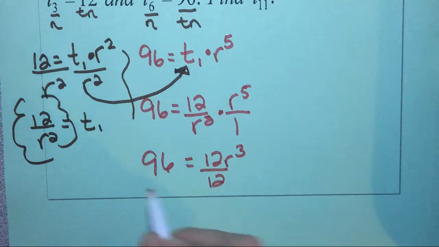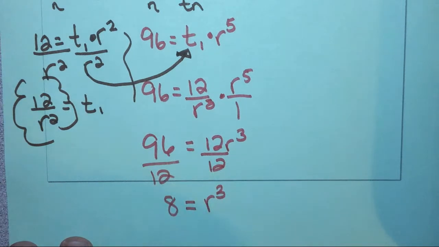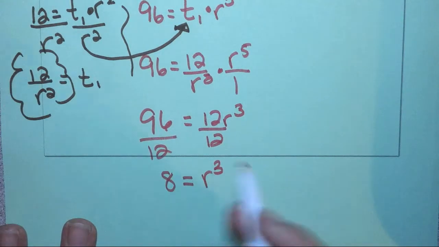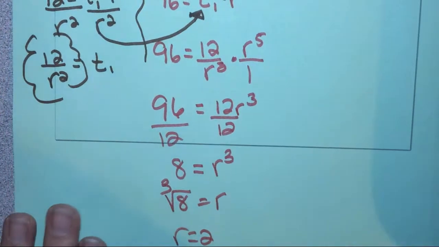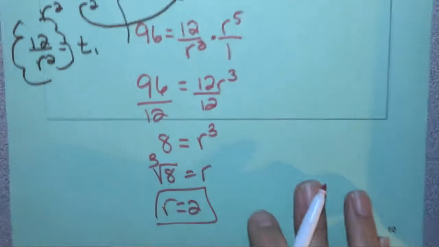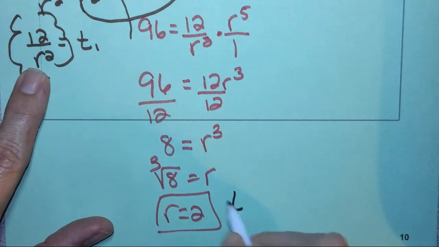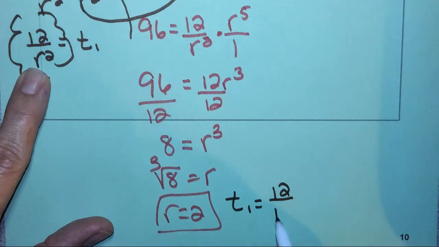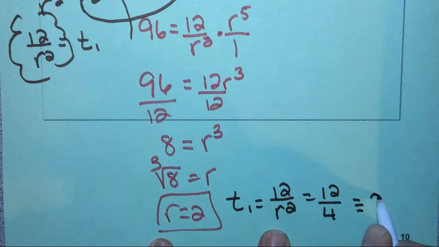Now we're going to divide by 12. And we have r to the 3rd equals 8. So how do I get r? We take the cube root of 8. And the cube root of 8 is 2. Okay, now I know what r is. I still have to find my t1. Well, lucky for us, we have an equation right here. It says t1 is going to equal 12 over r squared. But r is 2. So I have 12 over 2 squared, which is 3.